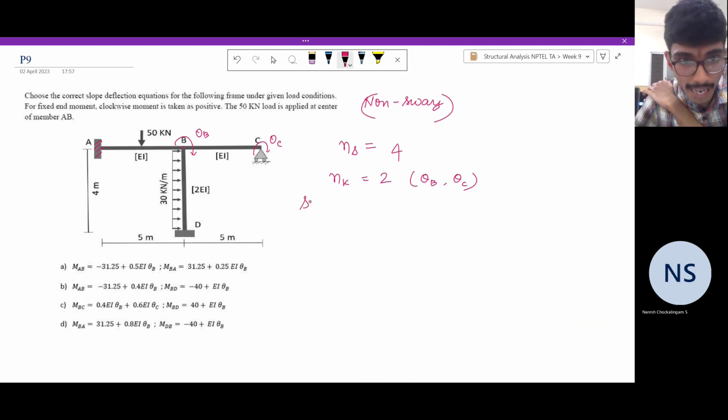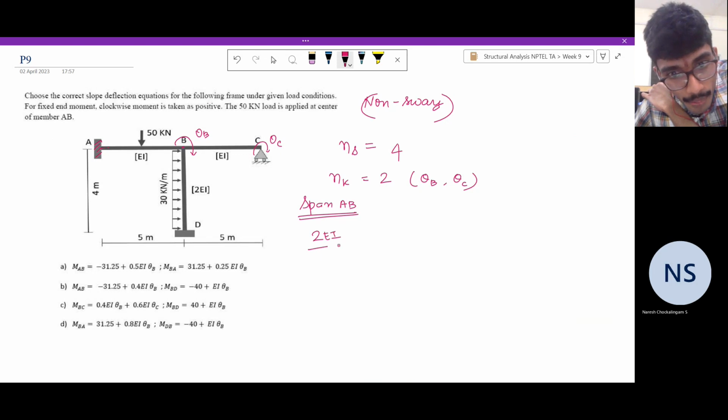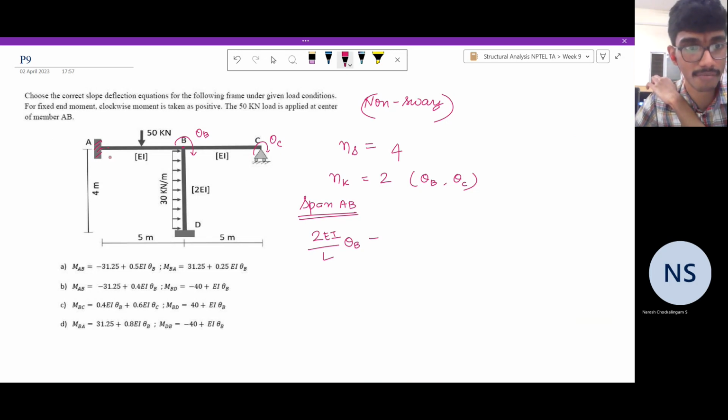So let us write down for span AB. The slope deflection equations are as follows. You have 4EI by L theta A, which is 0, plus 2EI by L theta B, minus PL by 8, which is the fixed end moment. There is no sway, so the relative displacement delta is 0.